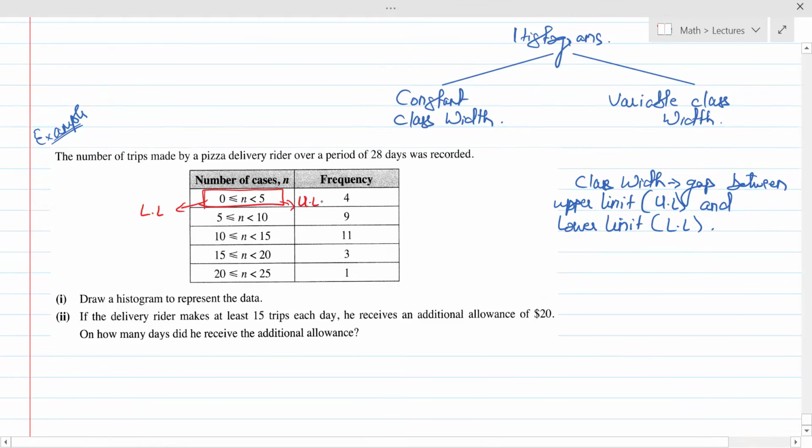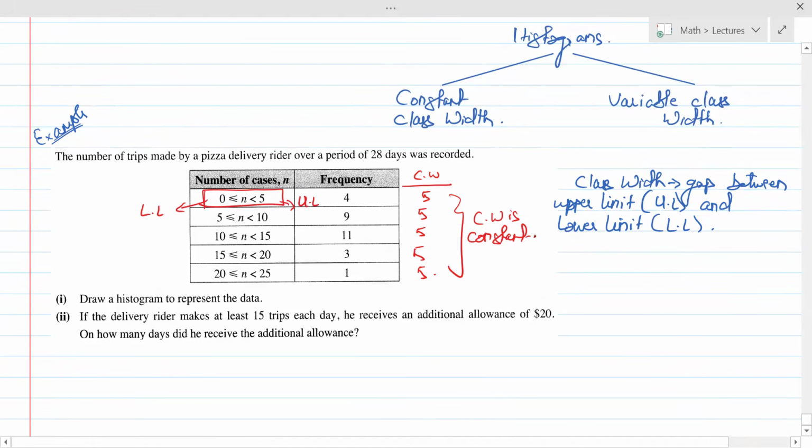So class width is always the gap between the lower limit and the upper limit. In this case it's 5 minus 0, which is 5 only. So class width for the first class is 5. For the second class, it's again 5. Third class, 15 minus 10, 5. 20 minus 15, another 5. 25 minus 20, 5. So we have the class width constant here. This tells us that the class width is constant.